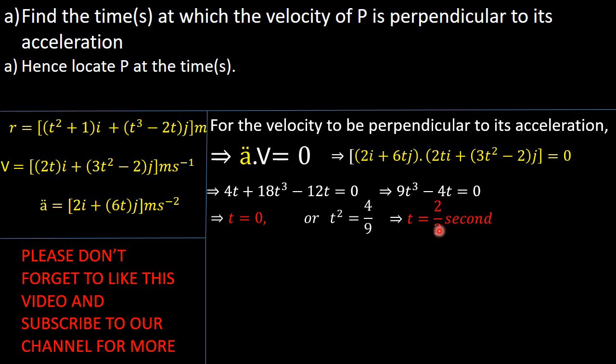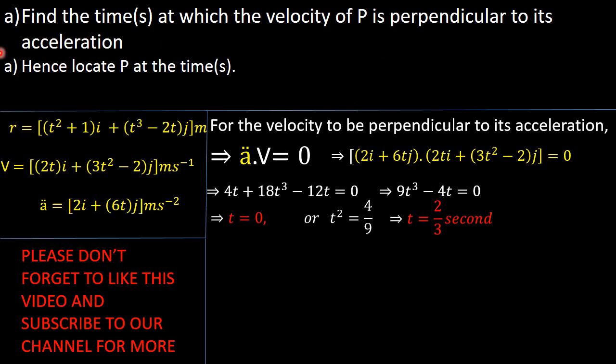But we know for sure that time is never negative, right? Time is always positive. So we are going to reject the negative value and accept the positive value. So this is the positive value we have. Great. Alright. So we have the time to be t equal to 0, or t equal to 2 over 3 seconds. So these are the two required times. This is the answer to the D part of our question.